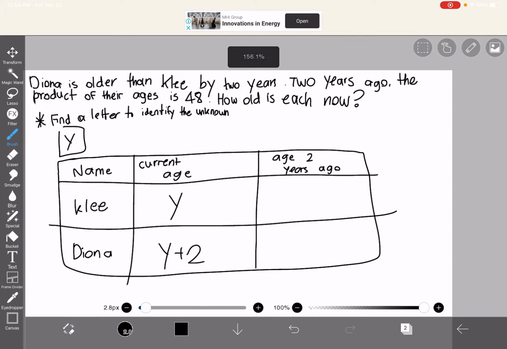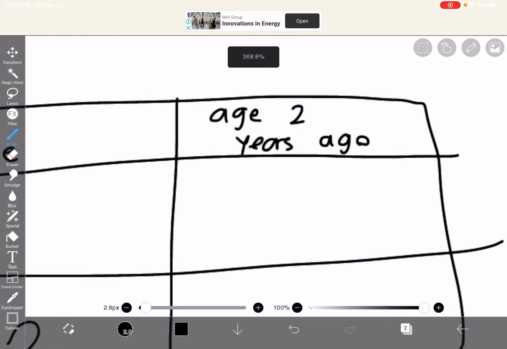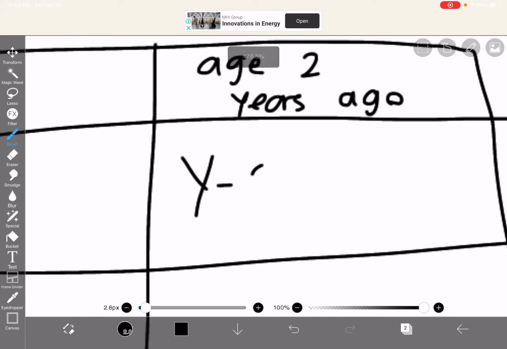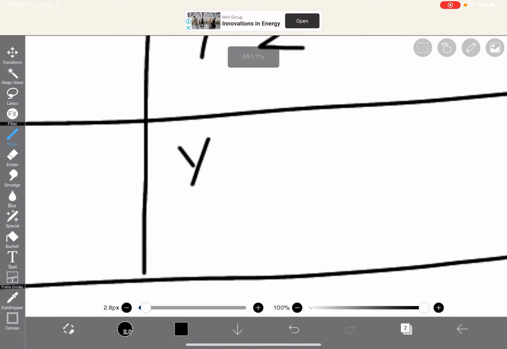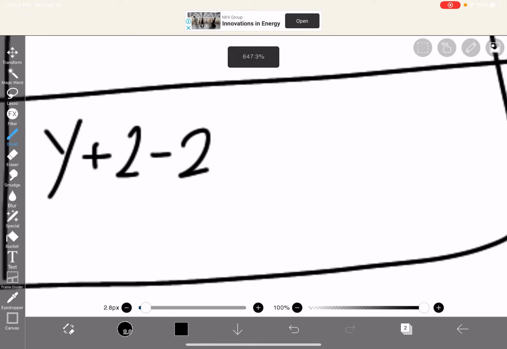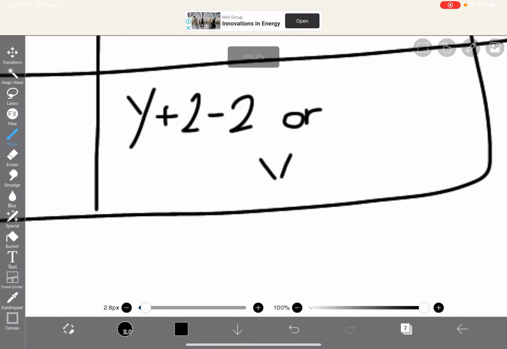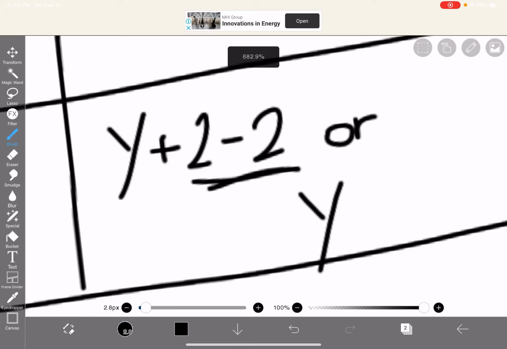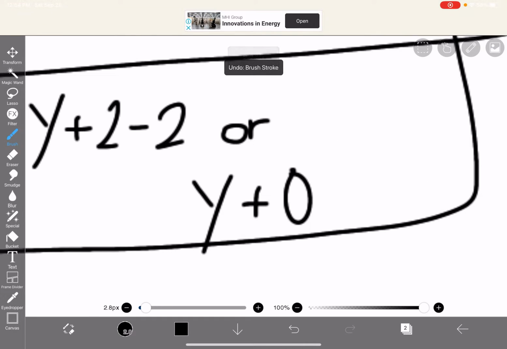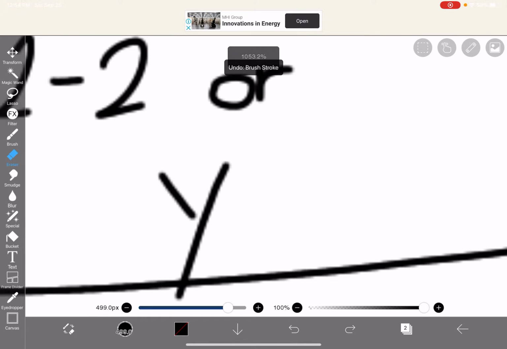2 years ago, the product of their ages is 48. Age 2 years ago, we have Y minus 2. And now over here, we have Y plus 2 minus 2. Or, in simpler terms, Y. Because 2 minus 2 is 0, right? You don't need to write this same, or you could just make it Y instead. You can just leave it as Y.